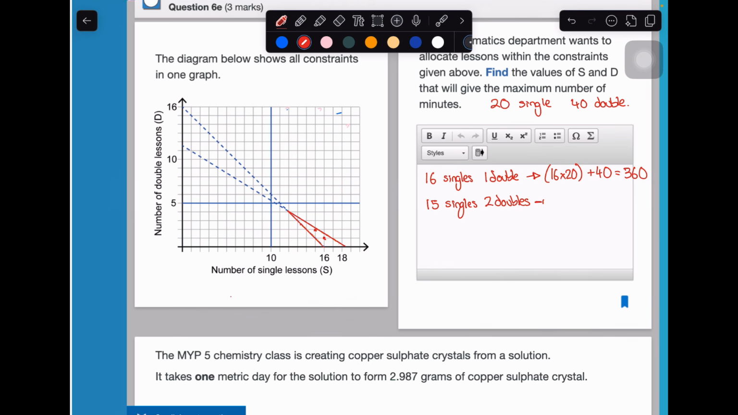For the second one, I would have 15 multiplied by 20, and then I would need to add 80. So 15 times 20 is 300 plus 80 is 380. So I can see here that the 15 singles and 2 doubles actually gives me the maximum number of minutes. So you just want to say 15 singles, 2 doubles. You can notate that also as S equals 15 and D equals 2.